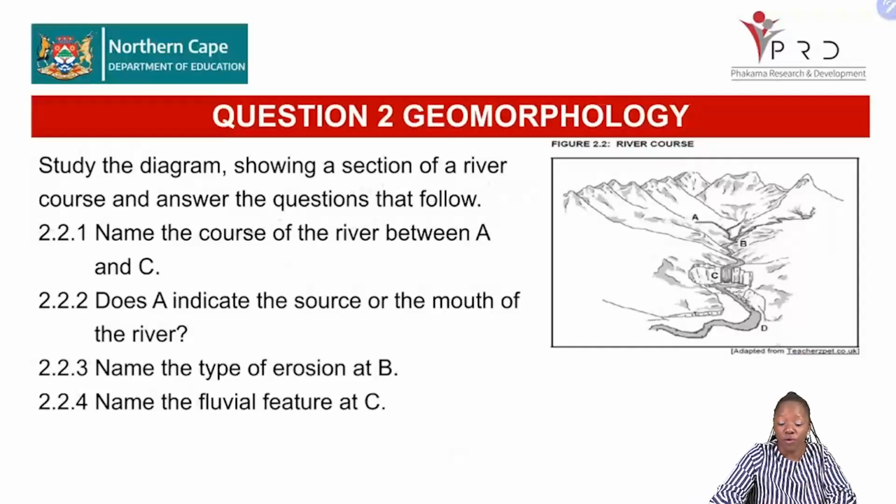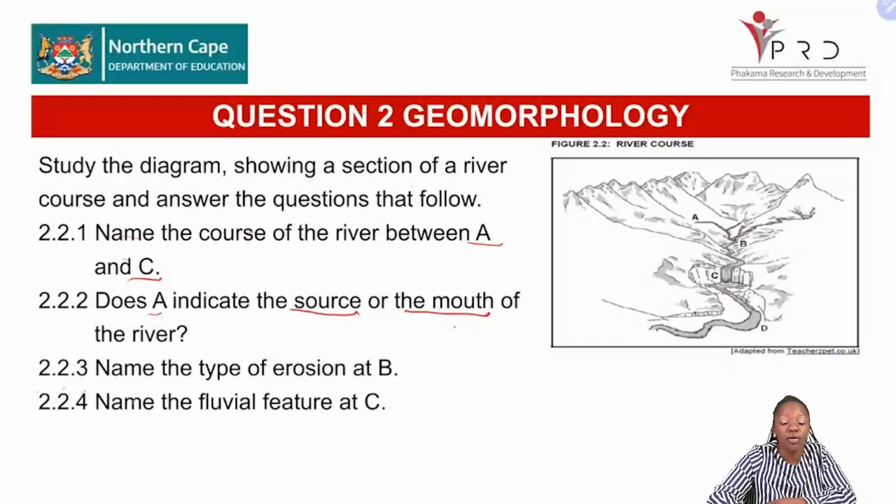And then, by reading the instruction of the question, it says it's showing a section of a river course. The first question, you name the course of the river between A and C. Then 2.2.2, does A indicate the source or the mouth of the river? So you need to choose. The answer is not a yes, it's not a no, but you need to identify, is it a source or is it a mouth that is indicated by A?